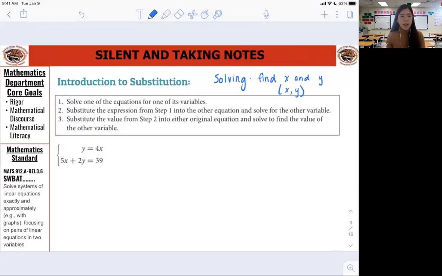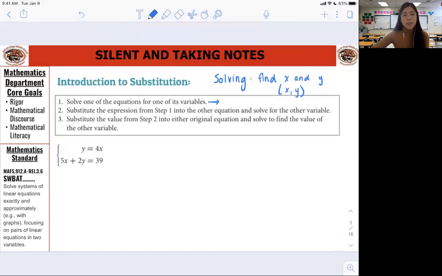So I start out, I have two equations, but right now I have two equations and two variables, and I don't know how much each of them are. I don't know what x is, I don't know what y is. So step one tells me to solve one of the equations for its variables. What that means is, and this is where you can begin to write these steps down, but like I said, I have them on every single slide from here on out, so if you don't copy it down right away, it'll be on the next slide.